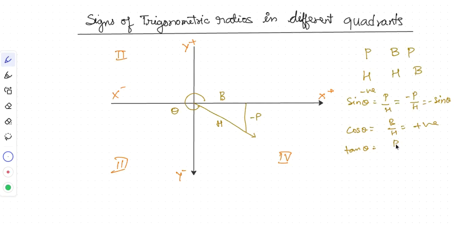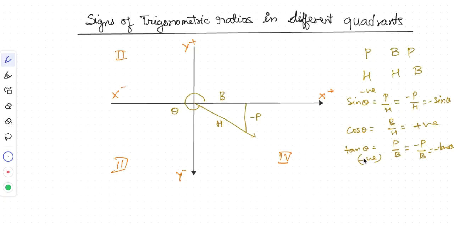Tan theta is equal to perpendicular upon base. Perpendicular is negative and the base is positive. So we can write this as minus p upon b, which is minus tan theta. So we can say that tan theta is negative in the fourth quadrant.